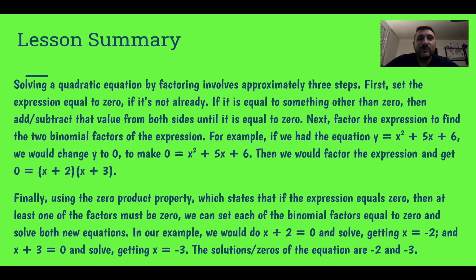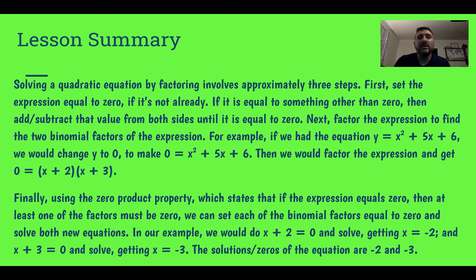In this lesson, we learned about solving a quadratic by factoring. And this involves approximately 3 steps. First, set the expression equal to 0 if it's not already. If it's equal to something other than 0, then add or subtract that value from both sides until it's equal to 0. Next, factor the expression to find the two binomial factors of the expression.